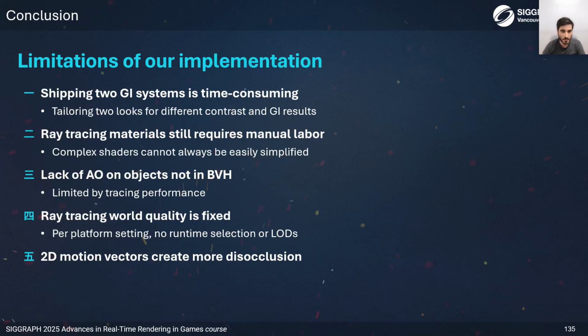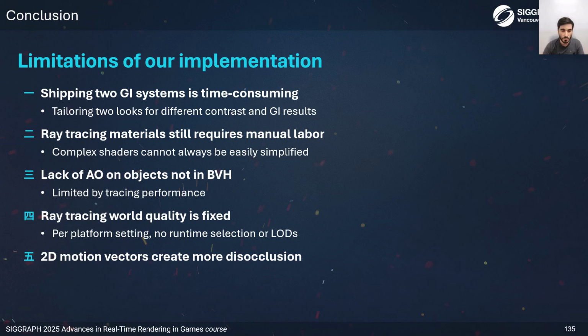So let's talk about limitations of our implementation. First, shipping two GI systems is very time consuming. Tailoring two different looks for technical directors, for different contrast and GI results, is very time expensive. Ray tracing materials is still very expensive in terms of user work, as complex shaders are not easy to simplify with our current system. Lack of AO on objects not in the BVH is very apparent, and we had to use solutions such as DFAO to compensate for that.